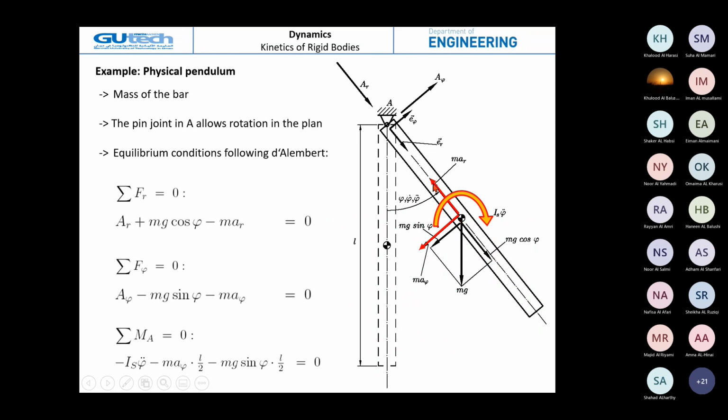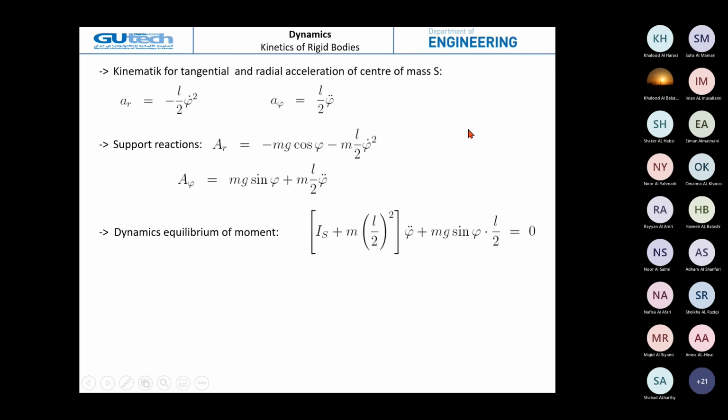As I said, you have here in red the inertial forces as well as the inertial moment. Now, what we know, we have e_r here, the acceleration along the radial one and the circumferential one.